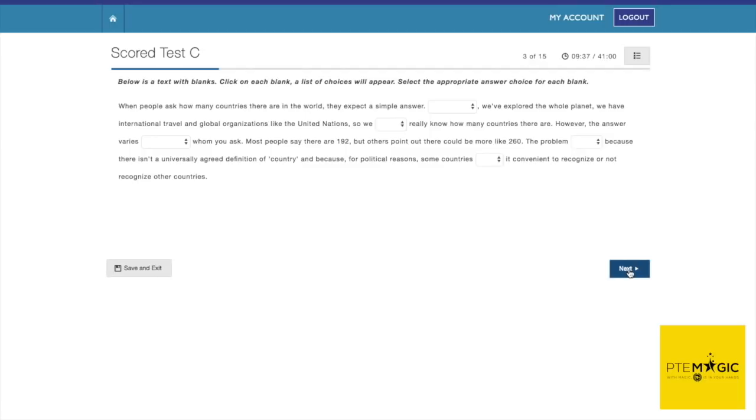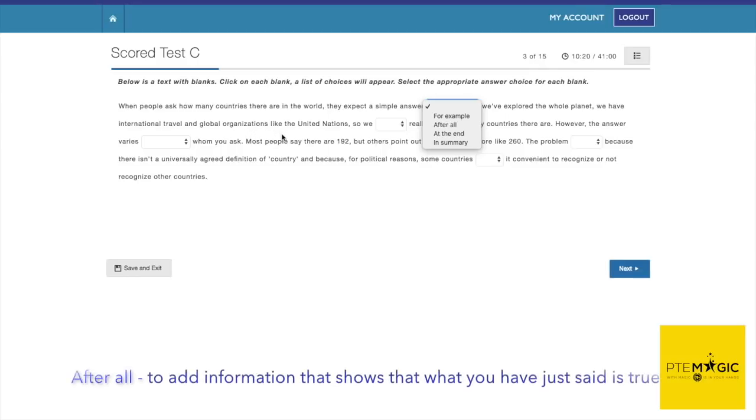Okay, next one. When people ask how many countries there are in the world, they expect a simple answer. Okay, linking words. And then we've explored the whole planet. We have international travel and global organizations like the United Nations. Okay, for example, after all, at the end, in summary. They're not giving examples or summarizing anything. So after all or at the end will be the options, but at the end of what? We use after all just to add information that shows what we just said before is true. Okay, it's like in fact, ultimately, essentially.